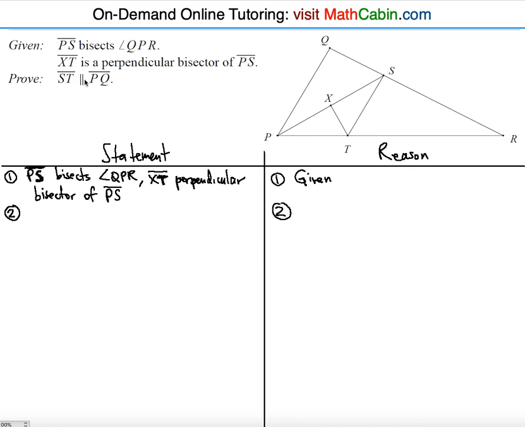Okay, so we have to prove that ST is parallel to QP. So the first thing that we do, we copy down the given part and give its reason as a given. Then the next part that you should see immediately is that angle QPS is congruent to angle SPT.